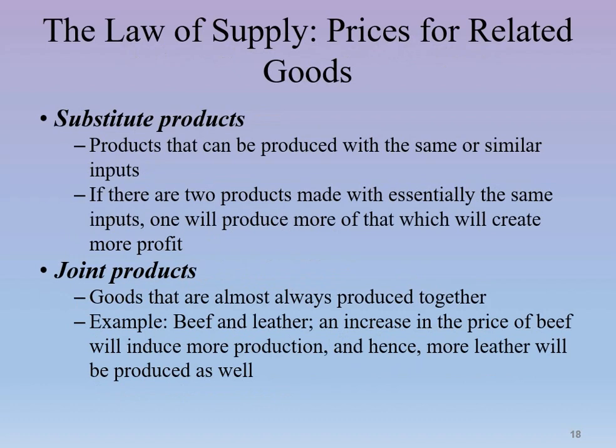Looking further into the prices for related goods, there are substitute products and joint products. Keep in mind this is different from the law of demand. Looking at substitute products here, these are products that can be produced with the same or similar inputs. If there are two products made with essentially the same inputs, one will produce more of that, which will create more profit. Goods that are almost always produced together are, for example, beef and leather. An increase in the price of beef will induce more production, and hence more leather will be produced as well.